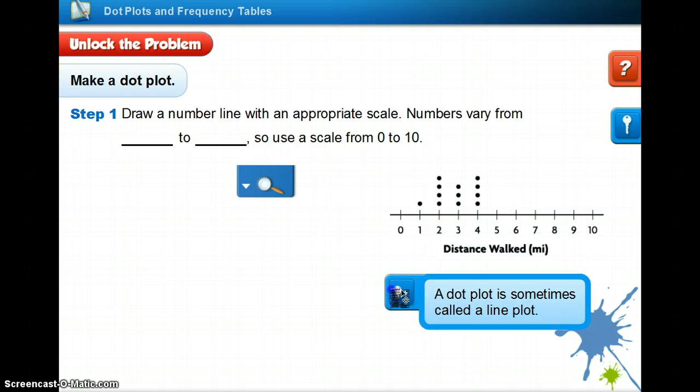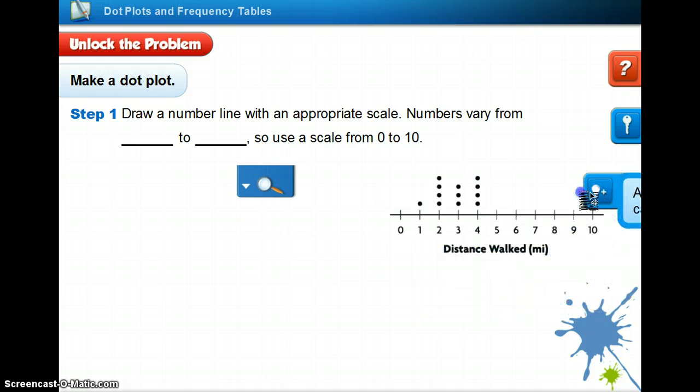Again, a dot plot is also known as a line plot. Usually with line plots we use X's instead of dots. And I think we've done that. I've done that before on the PMTs. So first, we're going to draw a number line with an appropriate scale. That means where the numbers begin and where they end.